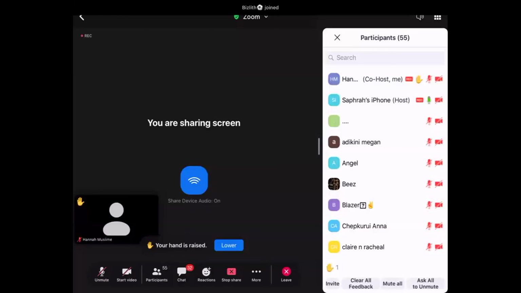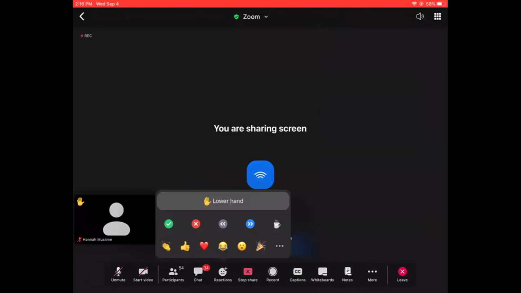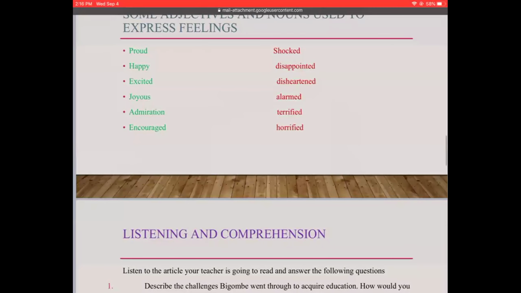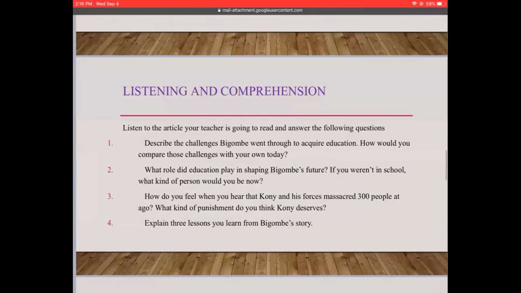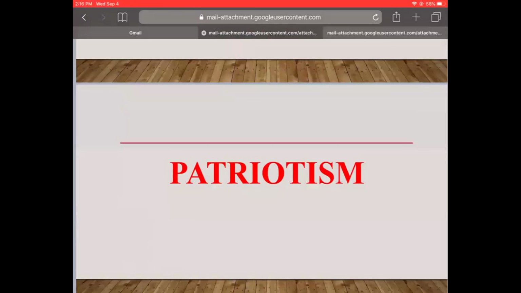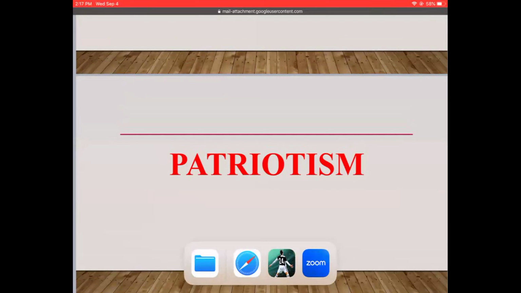Please, you cannot share your screen. Teacher, do you see my screen? Yes, Hannah, we can see your screen. Take us to the first slide, please. Okay. Teacher, this one. Yes, Hannah, you can even start with the first one that shows which subject we are doing.